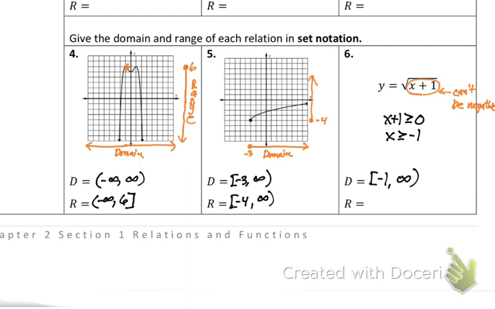So our range is actually going to be, I only can get out a 0 at the smallest. The smallest thing I can plug in is -1, I can get out a 0. I can plug in bigger stuff. I can plug in 2, 3, 4, 5. And the bigger number I plug in, the bigger my output's going to be. So my output's going to be from 0 to infinity as well.